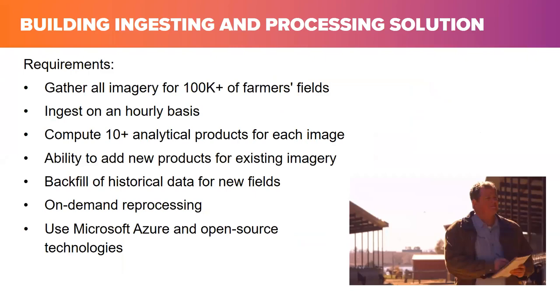And some more details on the requirements for the product that we had to build. So we need to gather all imagery for more than a hundred thousand fields of the customer's clients. We have to check for new imagery and ingest it on an hourly basis. Then we have to compute more than 10 analytical products for each image. We have to provide the ability to add new products for existing imagery. For example, the customer may decide to add a new analytical product. And in this case, we may have to reprocess all the imagery we have in storage, all historical imagery, or part of it.